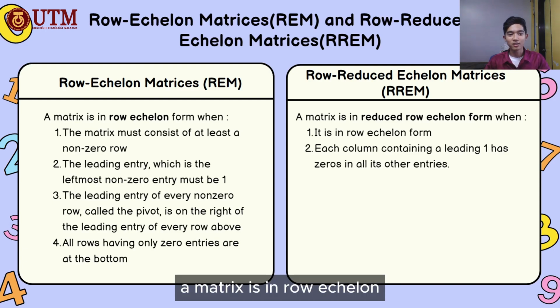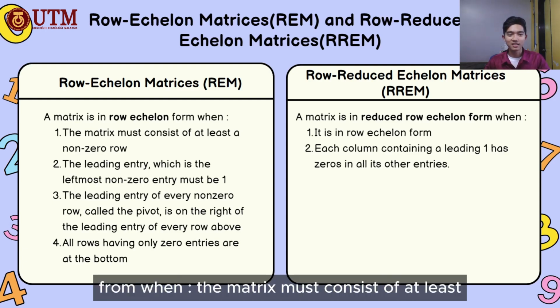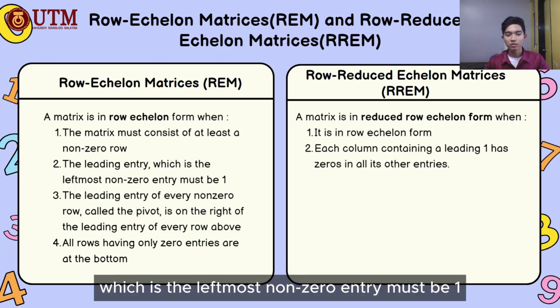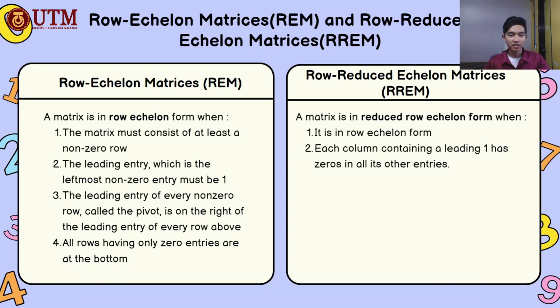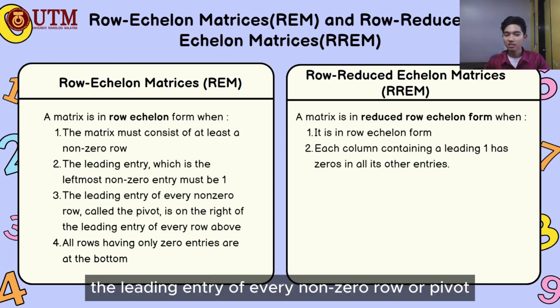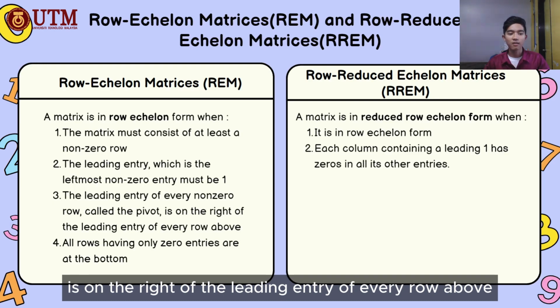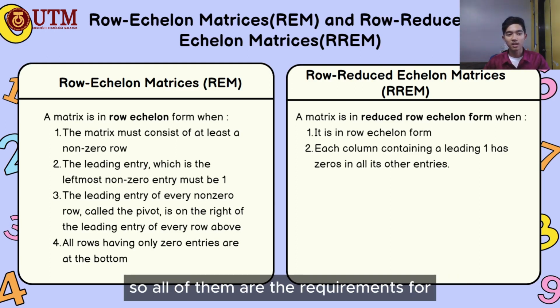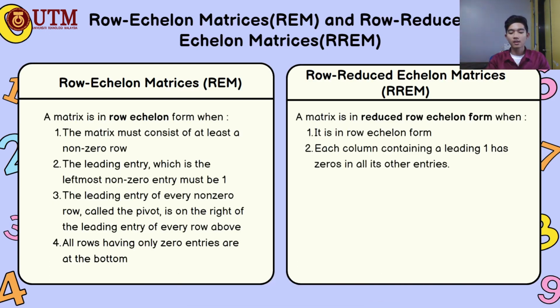A matrix is in row echelon form when the matrix must consist of at least a non-zero row, and the leading entry, which is the leftmost non-zero entry, must be 1. The leading entry of every non-zero row, or pivot, is to the right of the leading entry of every row above. All rows having only 0 entries are at the bottom. So all of them are the requirements for a matrix to be categorized as a row echelon matrix, or REM.